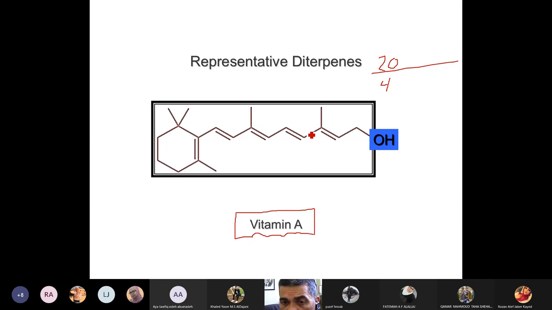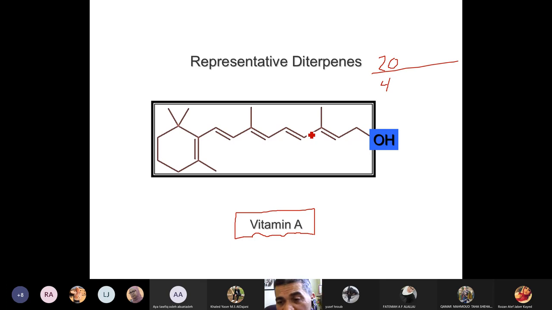This is an example of diterpenes. Diterpenes are 20 carbons, four isoprene units. An example of the diterpene is vitamin A. Vitamin A. If you understand and follow me, I told you that the tetraterpenoids, which consist of 40 carbons, are responsible for the coloration of carotene, which is found in the carrot.